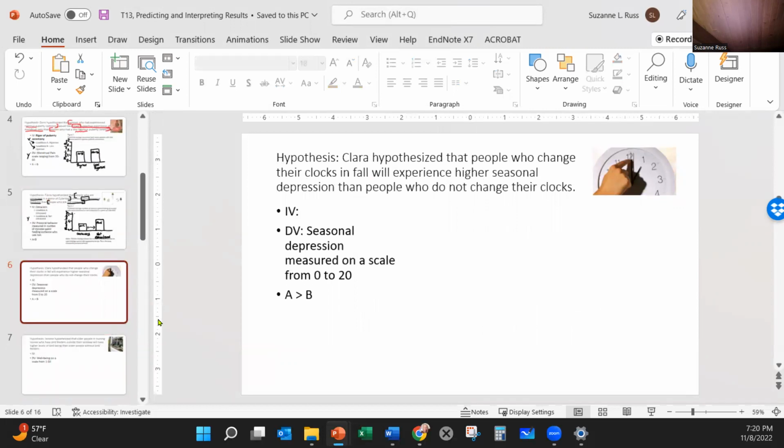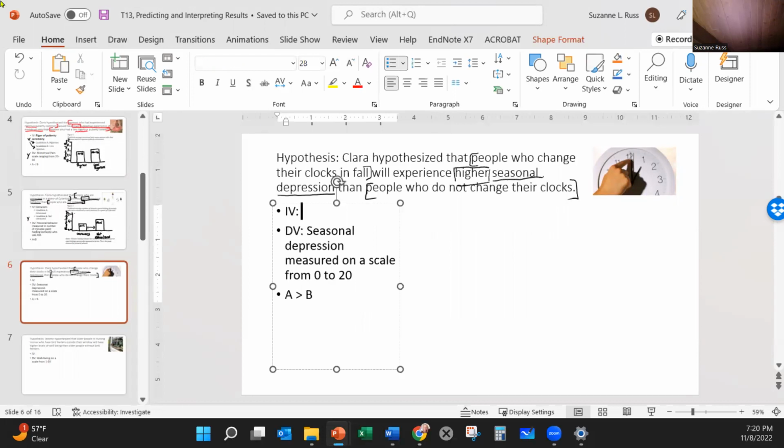In our third example, we have Clara, who hypothesized that people who change their clocks in fall will experience higher seasonal depression than people who do not change their clocks. So in this case, we can see again the dependent variable, seasonal depression. We can see that the people in condition A, who are listed first, will have higher depression. And we can see that we're talking about people who change their clocks in fall and people who do not change their clocks. And so the only difference is the changing of the clocks. That is our independent variable.